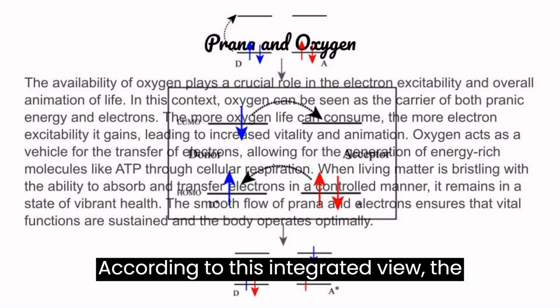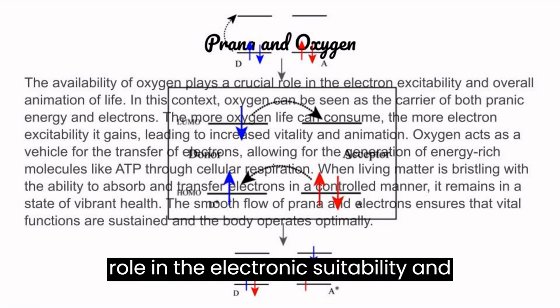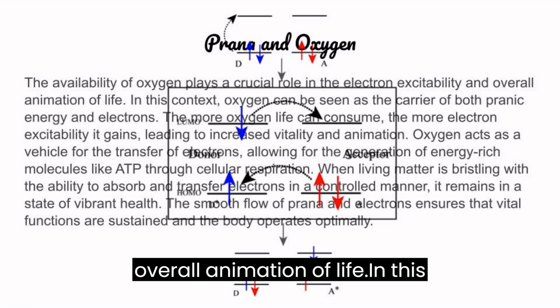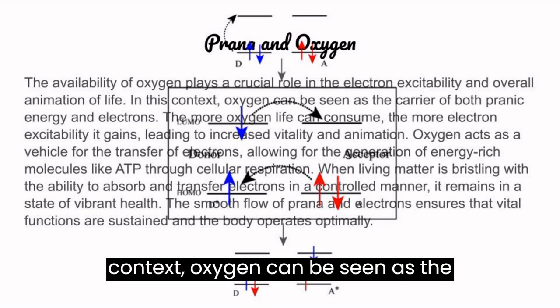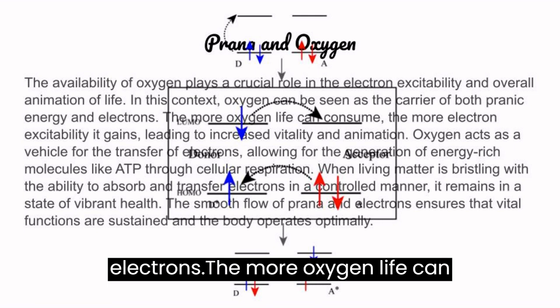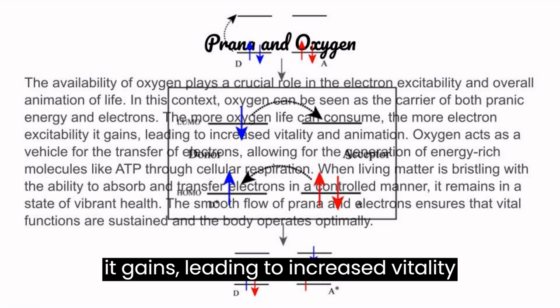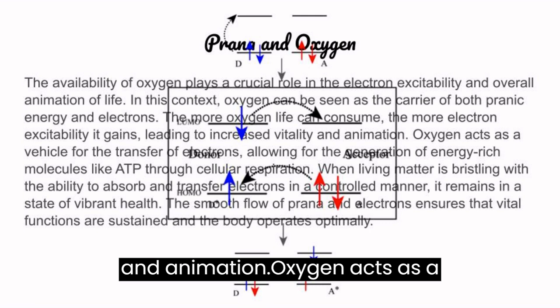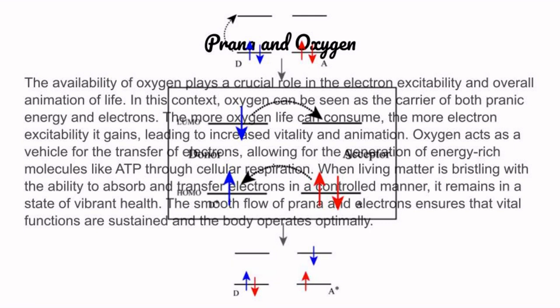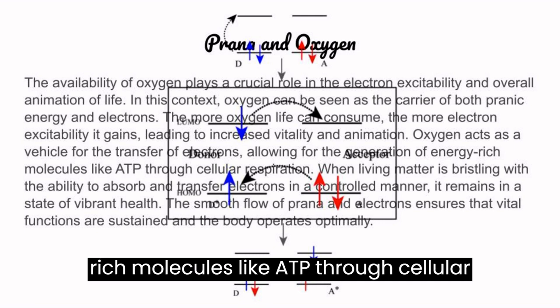According to this integrated view, the availability of oxygen plays a crucial role in the electron excitability and overall animation of life. In this context, oxygen can be seen as the carrier of both pranic energy and electrons. The more oxygen life can consume, the more electron excitability it gains, leading to increased vitality and animation. Oxygen acts as a vehicle for the transfer of electrons, allowing for the generation of energy-rich molecules like ATP through cellular respiration.